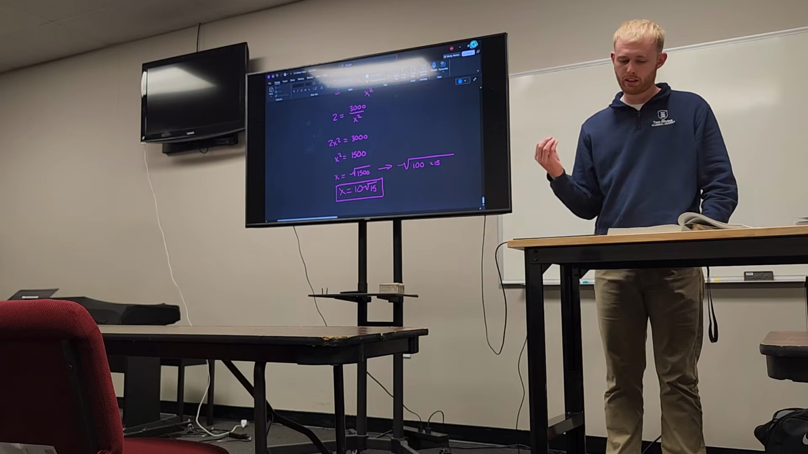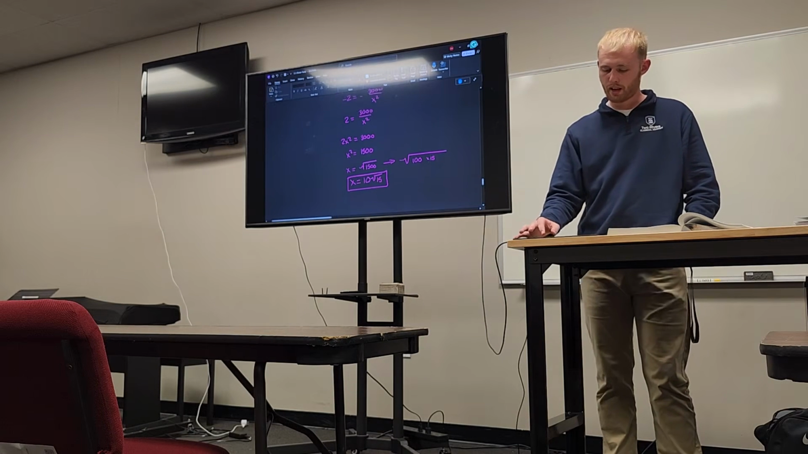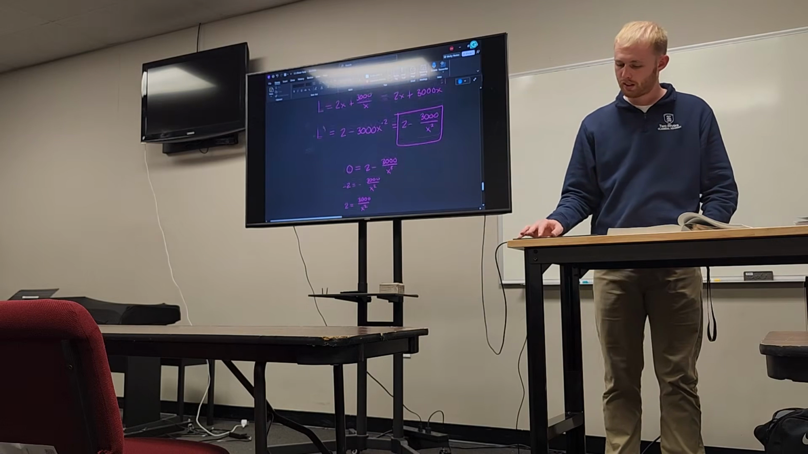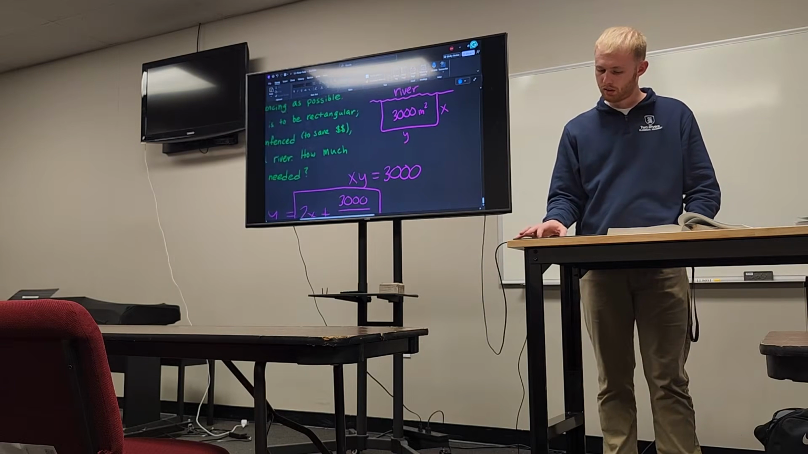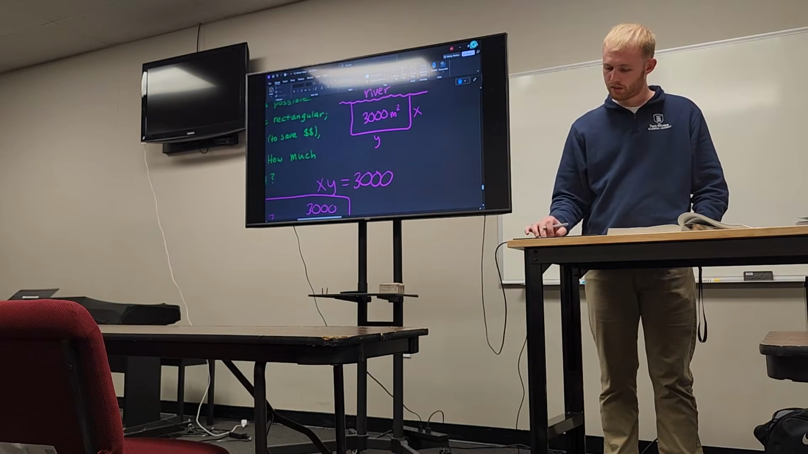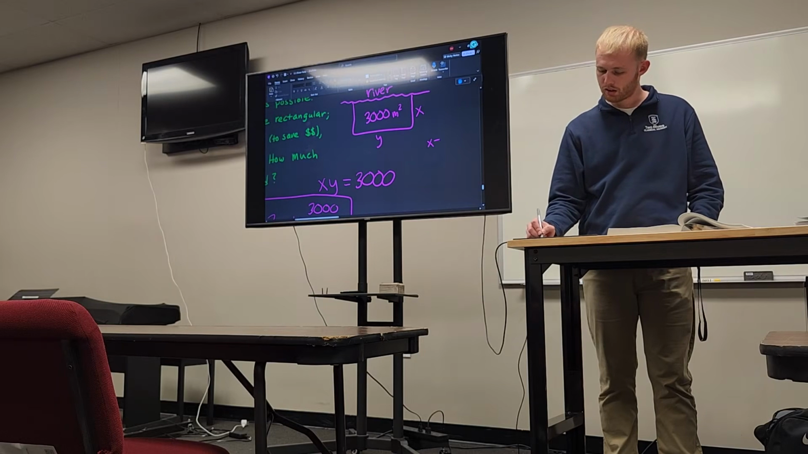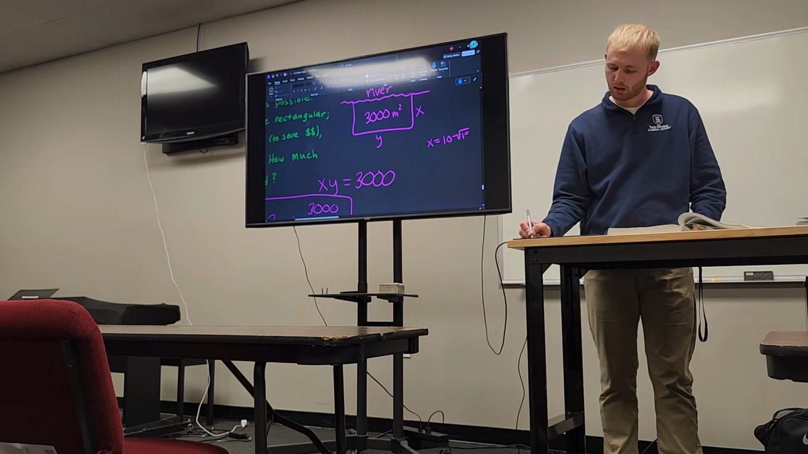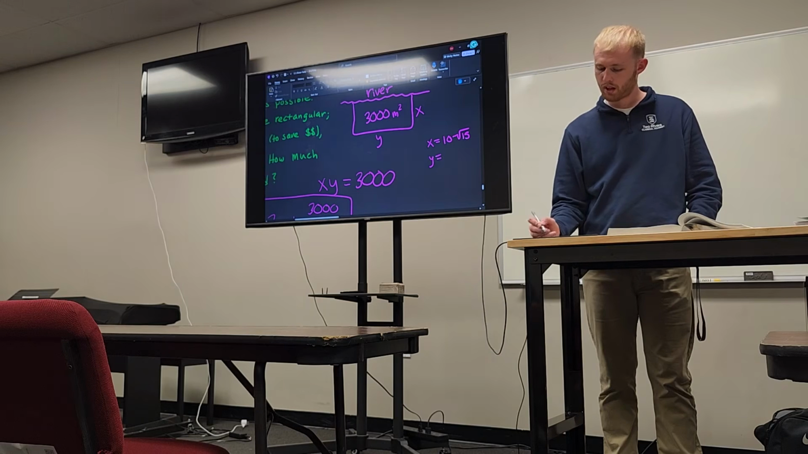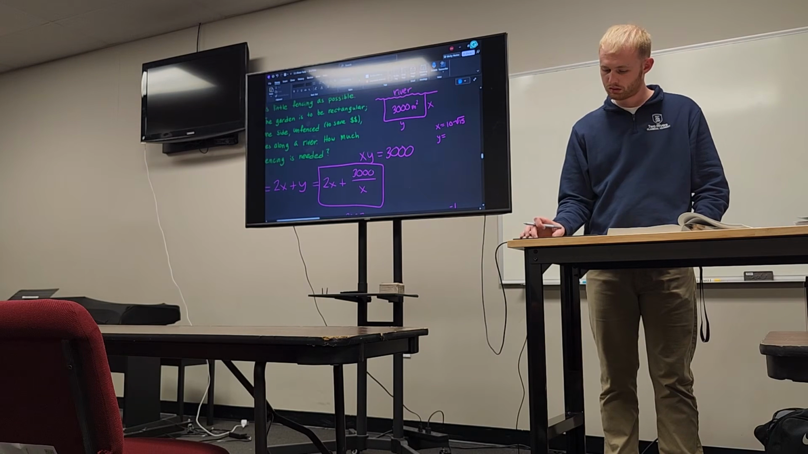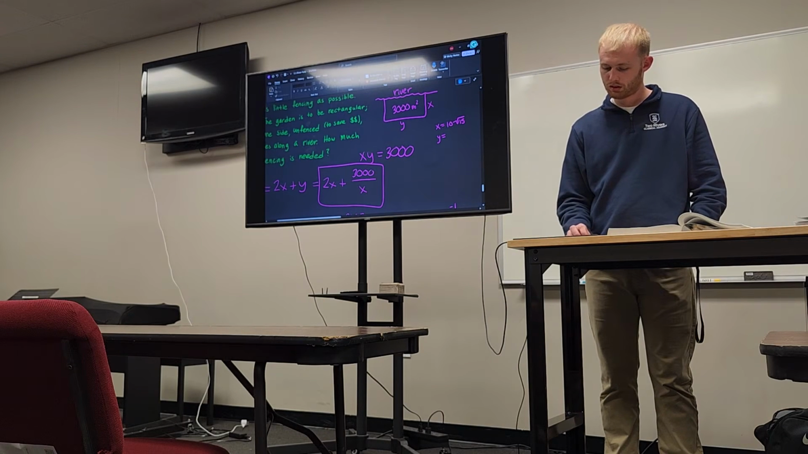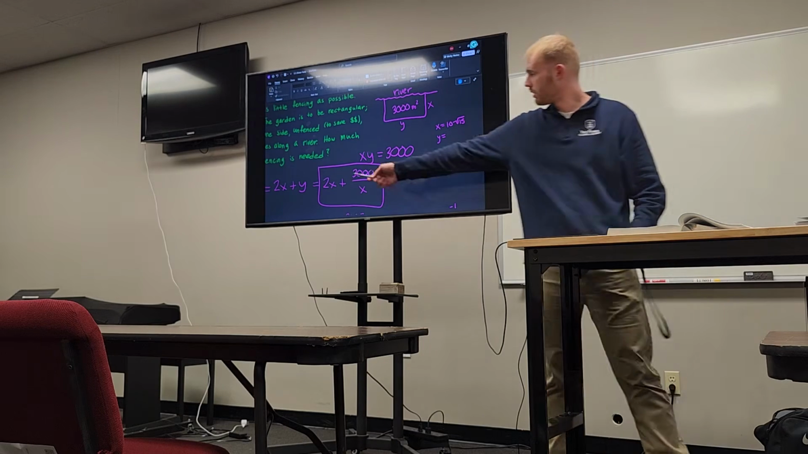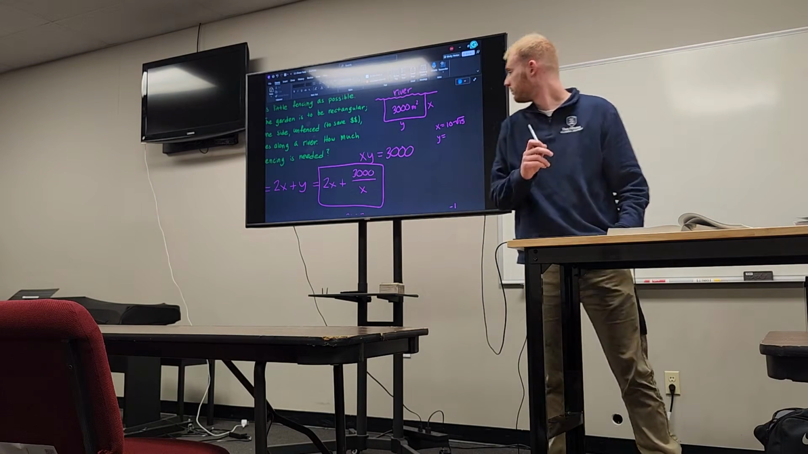Okay, well, we're not really done. We need to interpret. So we have x is that value, 10 square root of 15. If this is 10 square root of 15, y equals what? 3,000 meters squared divided by that, because x times y equals that. Yep, sure you can do that. Or you could use this one. Either way.